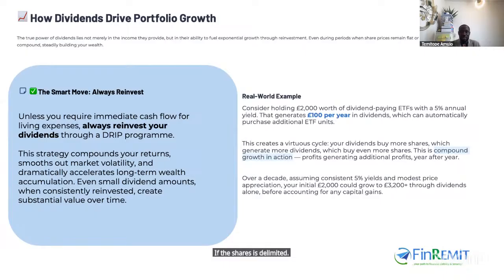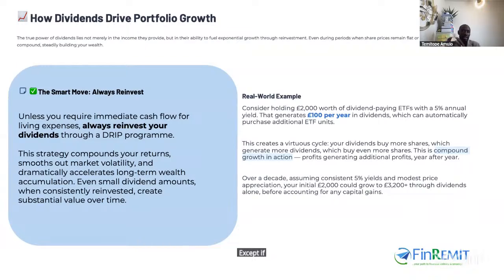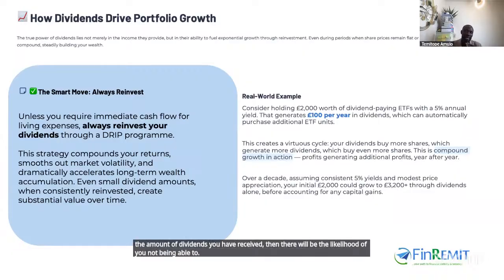If the shares is delimited, like for example, some companies don't delimit their shares except if they are on a stock exchange market, whereby you can buy 0.001. So if it is not delimited, the minimum you can buy is one whole number, that's one share. So if that one share is not equal to the amount of dividends you have received, then there will be the likelihood of you not being able to buy another share.